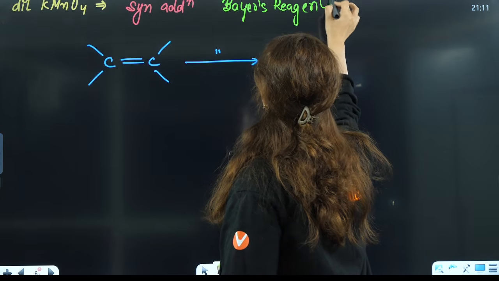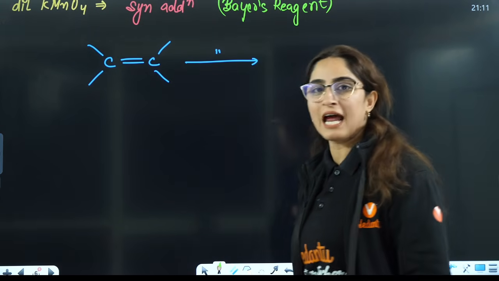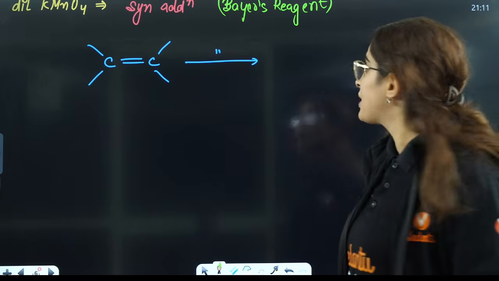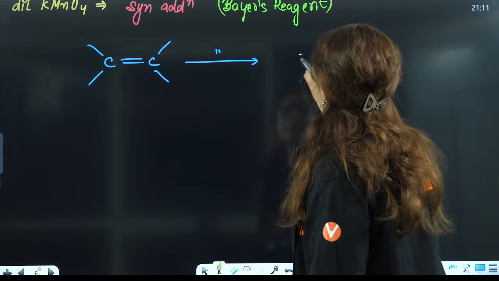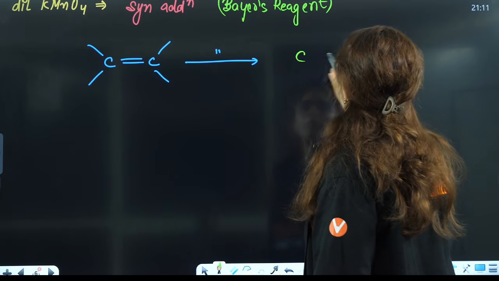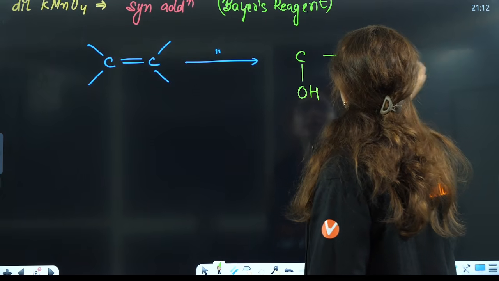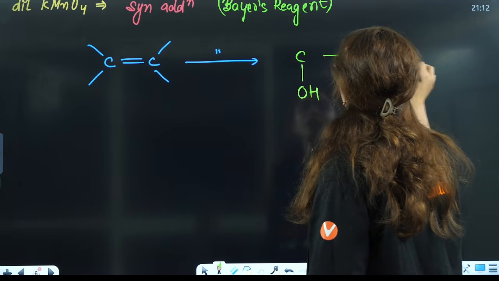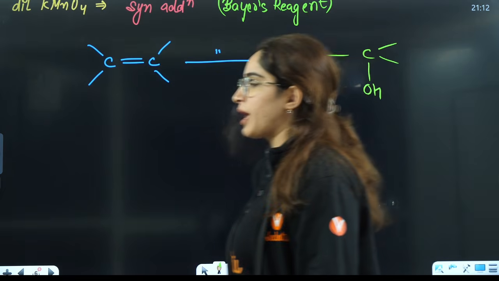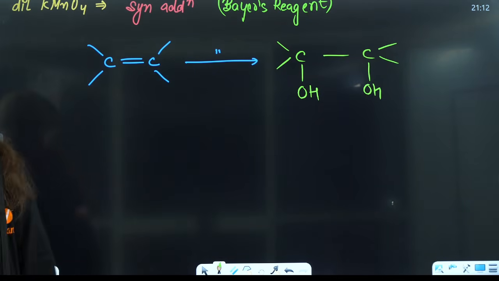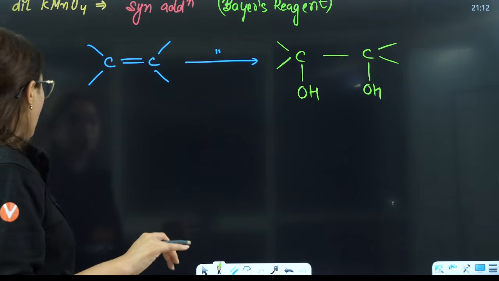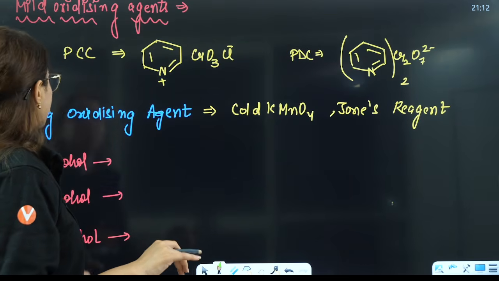Now here we know that dilute KMnO4 is of pink color. So here what will happen, by syn addition, this double bond will break and you will have OH here and you will have OH here, and hence you will have your answer there. Got it? Done? Okay. And here syn addition will occur.